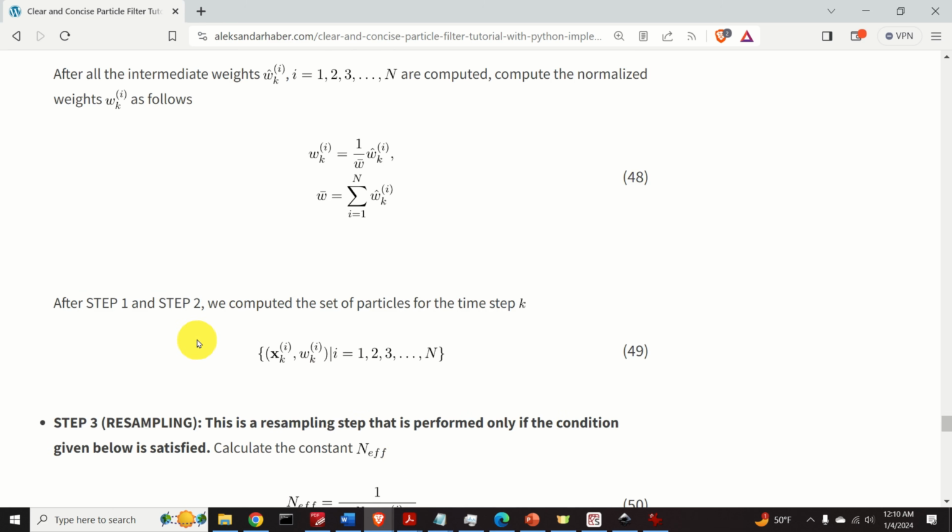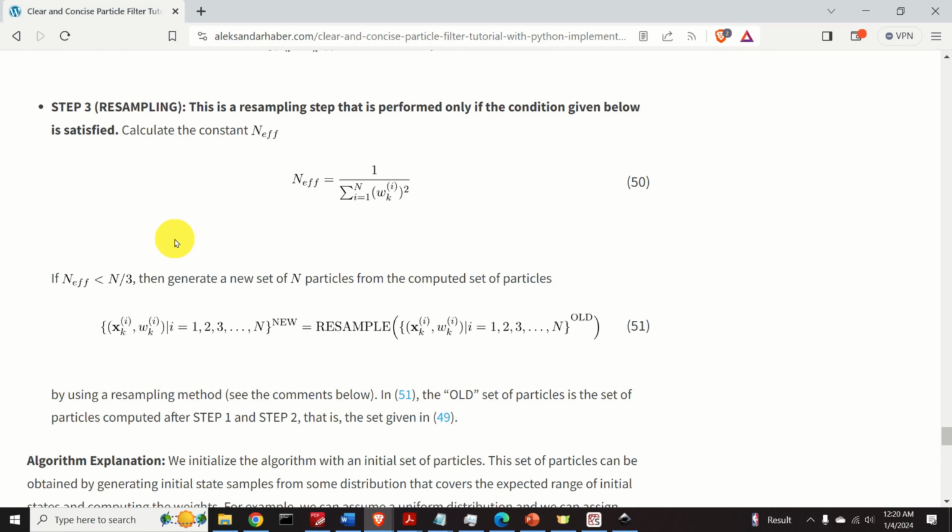After step 1 and step 2, we computed the set of particles for the time step k, given by this equation. Step number 3 is a resampling step that is performed only if the condition stated below is satisfied. Namely, we first compute the constant N effective, which is given by this equation. If N effective is smaller than N over 3, then we generate a new set of N particles from the set of particles computed in step 1 or 2.